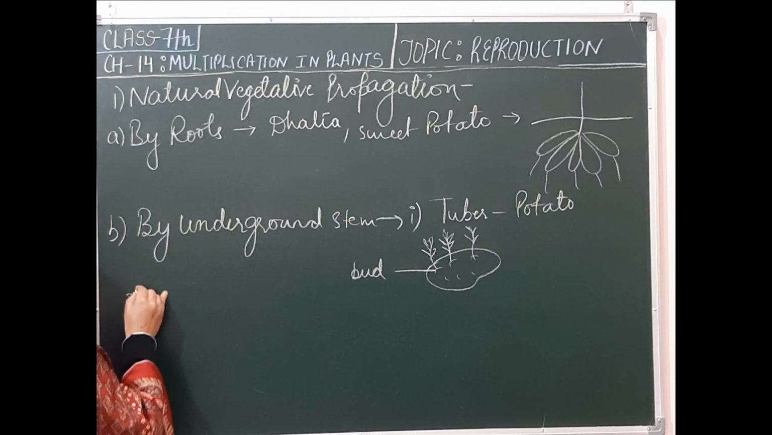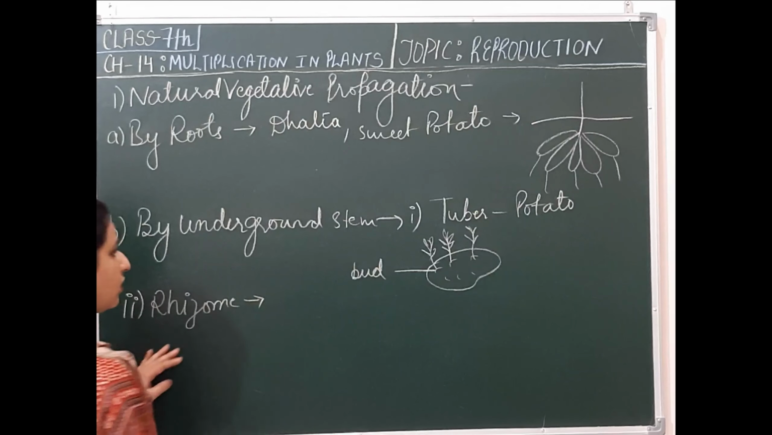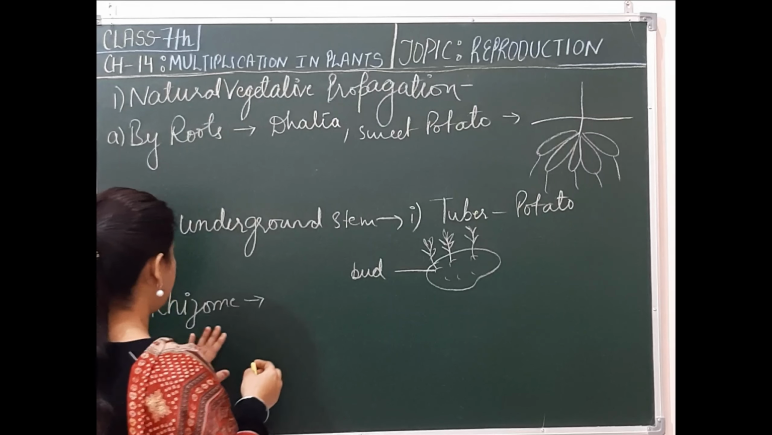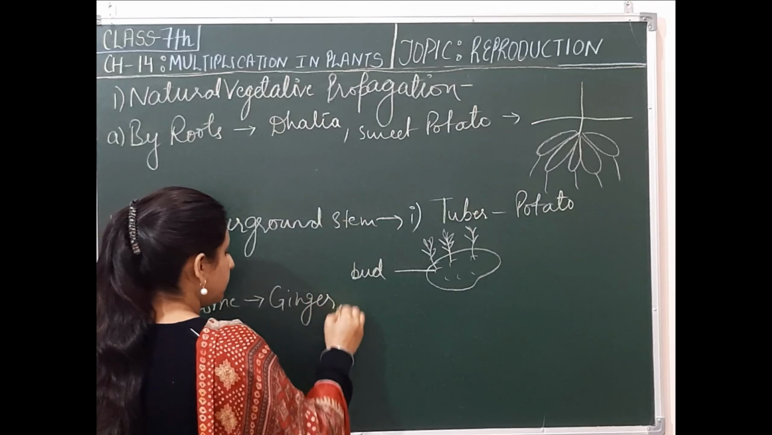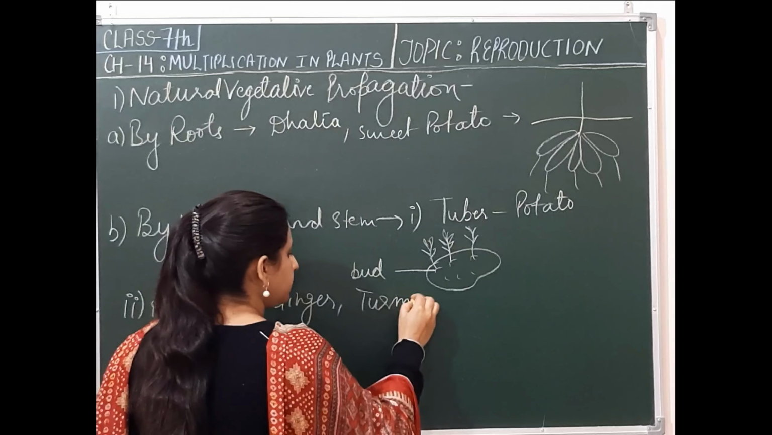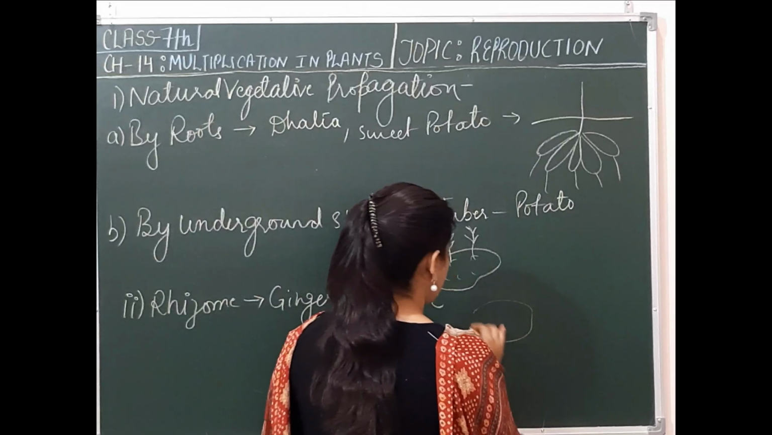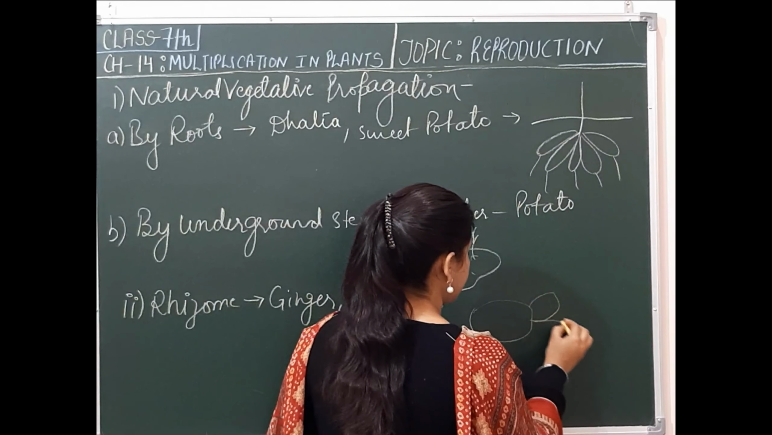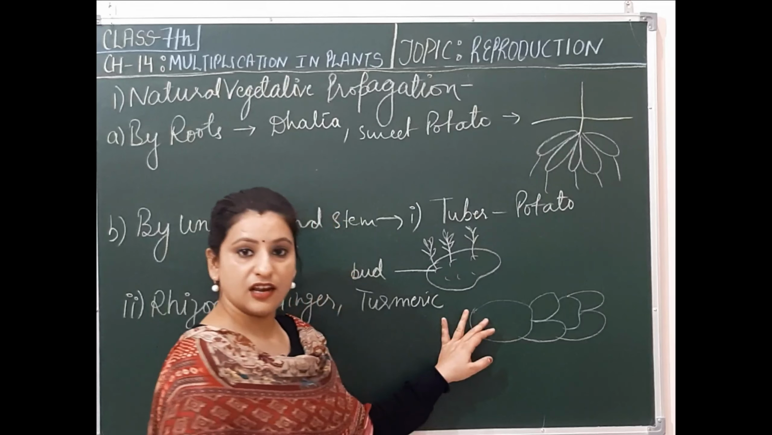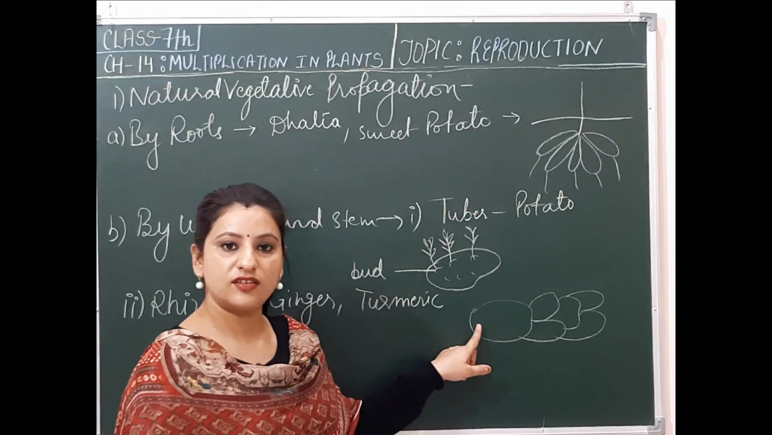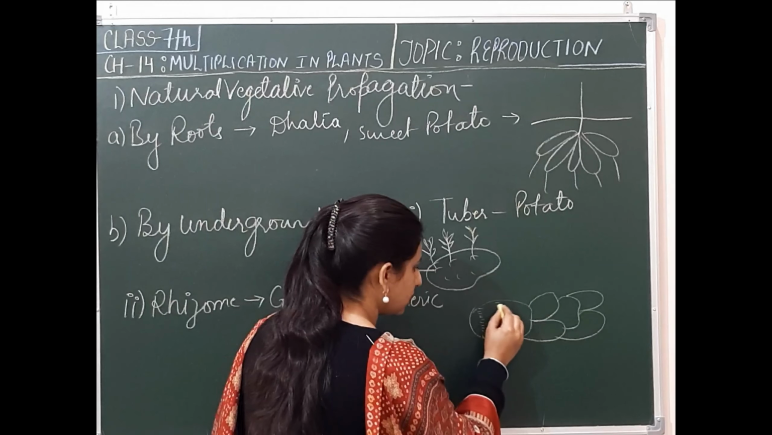The second category in it is rhizome. The rhizome can be explained by the best example like ginger, turmeric. If you see the structure of ginger, then ginger has got this type of swollen structure and has got such type of branches on itself, and if you look closely on the structure of the ginger, you will find such type of straight fine lines on it.